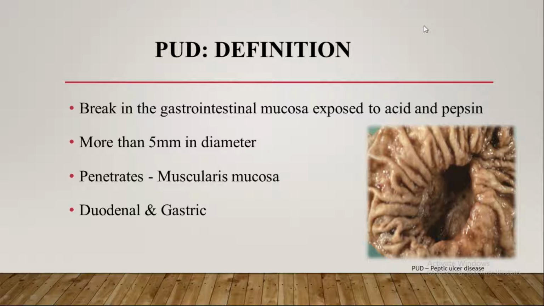So I think all of you know that an ulcer is basically a break in the epithelium, which is of a sufficient diameter and of a sufficient depth. So if we talk about peptic ulcer disease, we take it as a break in the gastrointestinal mucosa, which is exposed to acid and pepsin, and it penetrates up to the muscularis mucosa. The main sites of peptic ulcers are either the duodenum or the stomach.